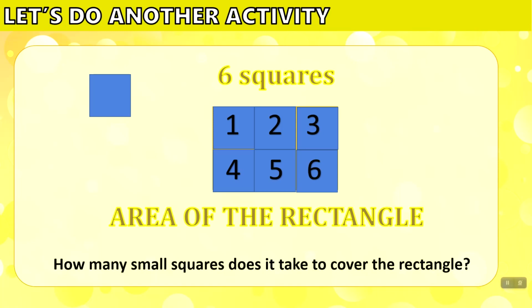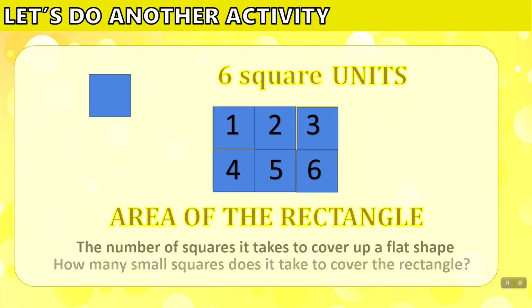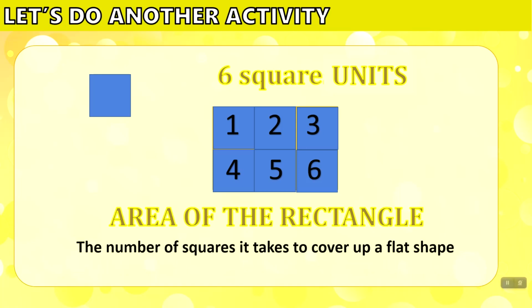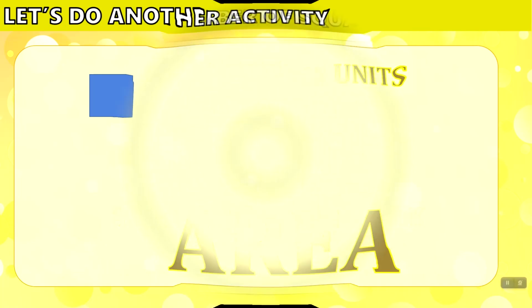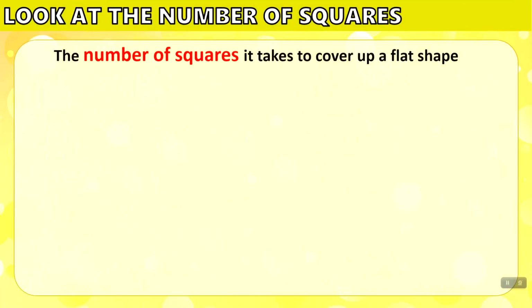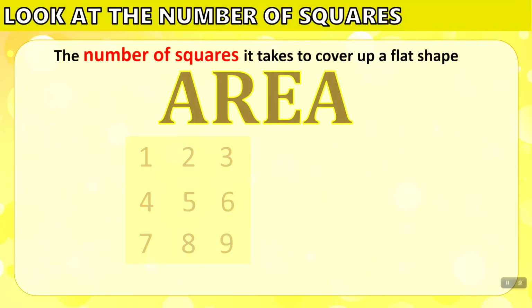This is known as the area of the rectangle. The number of squares it takes to cover up a flat surface is known as the area. This is 6 square units that it takes to cover up the rectangle. And so the number of squares it takes to cover up a flat shape we will call the area. Let's look at the number of squares it takes to cover up a flat shape.